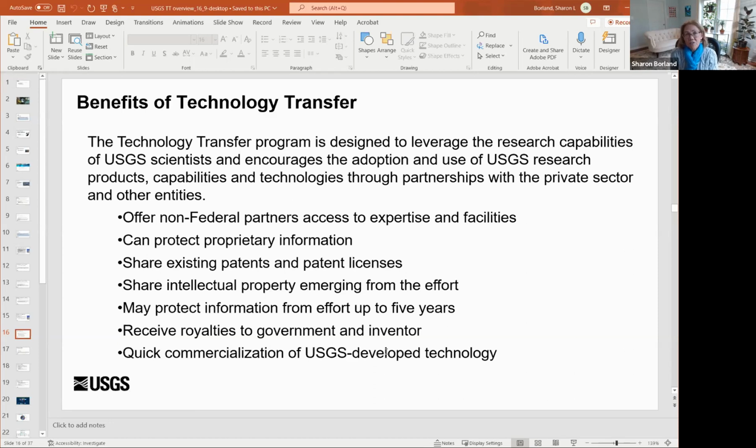Protection of information is available under certain conditions for up to 5 years. And another benefit is the royalty stream that can be realized by law. A portion of the royalty does have to go to the inventor, the employee inventor. Another portion could go to the laboratory. And then if there's a very large number of royalties that come in, there are additional provisions in law for how that's distributed.